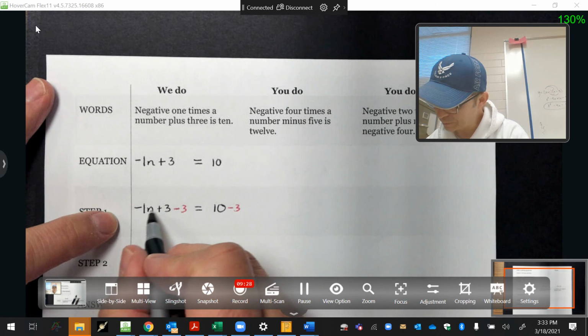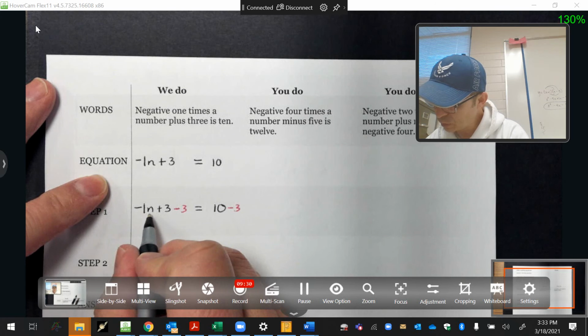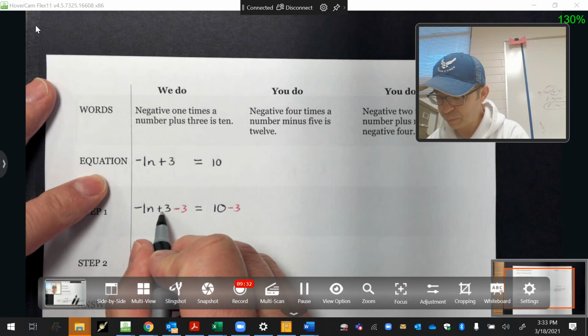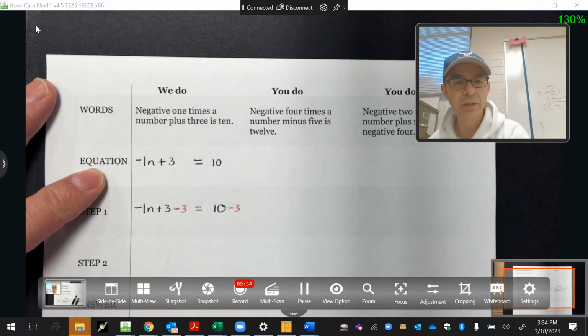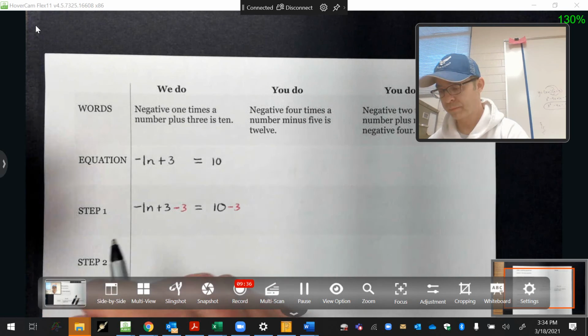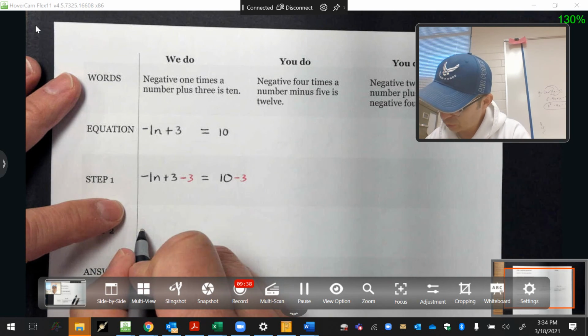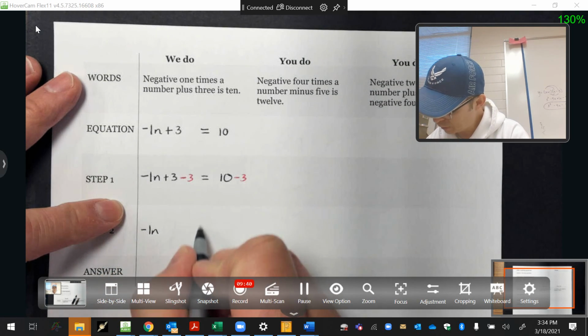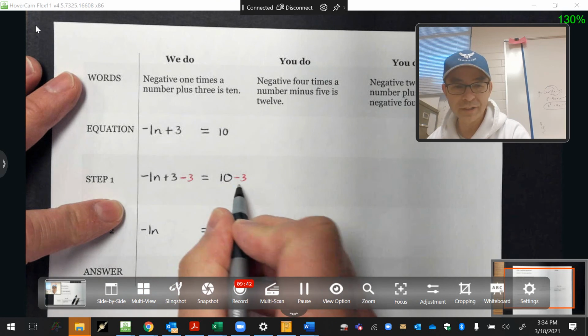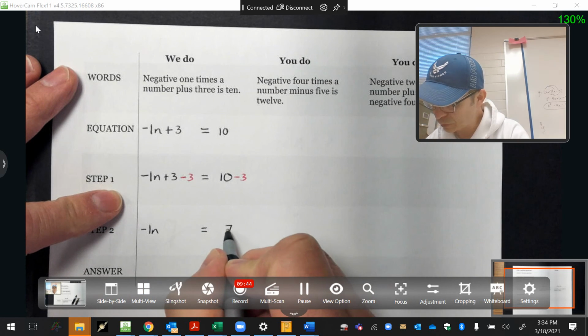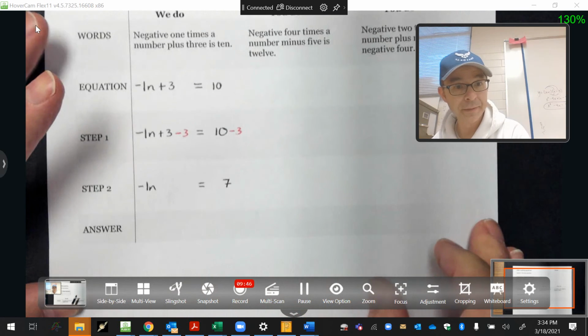And then what do you get? You get negative 1 n, and this is nothing, right? Positive 3 minus 3 equals nothing. So you get negative 1 n equals 10 minus 3, which is 7. Don't need no stinking calculator for that. Okay.